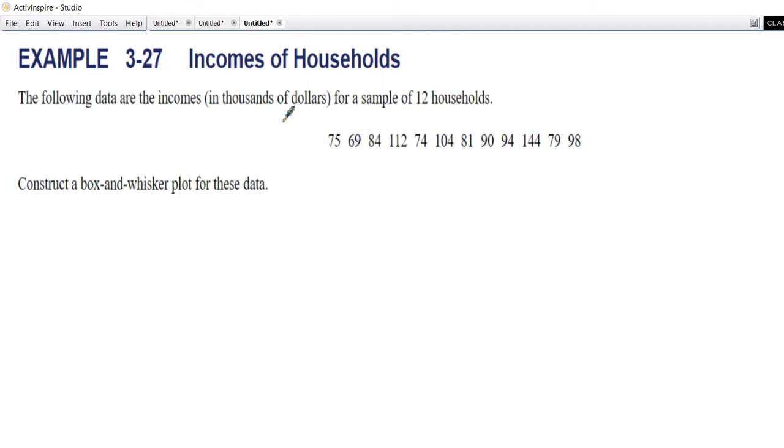So the smallest observation I have here is 69. Then I have the number 74. Then we have 75. Then we have 79. Then 81. Then we have 84. We have 90, 94, 98, 104, and 112, 144.